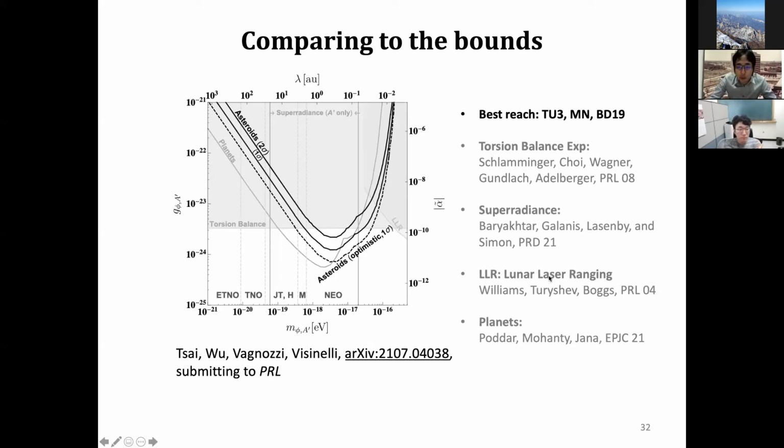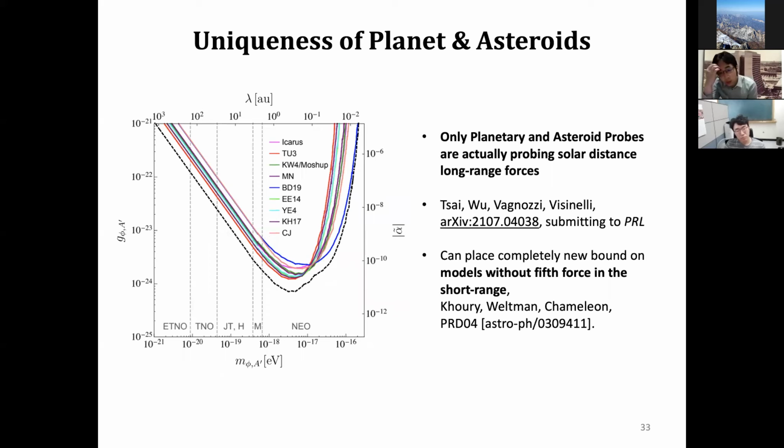And there's also lunar laser ranging. Lunar laser ranging is very similar to asteroid study because you put a mirror on the moon and you shoot a laser to the moon and it comes back. So it's very similar to radar astronomy. They can also do very well, but they do well at higher mass, so the interesting ranges don't really overlap. It's because the moon and Earth distance is much shorter, so it's a different parameter. And of course, there are also planets. Planets can do pretty well, but since we have a lot more asteroids, we can probably do better in the future.